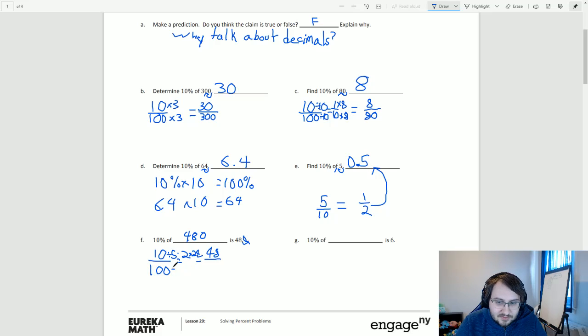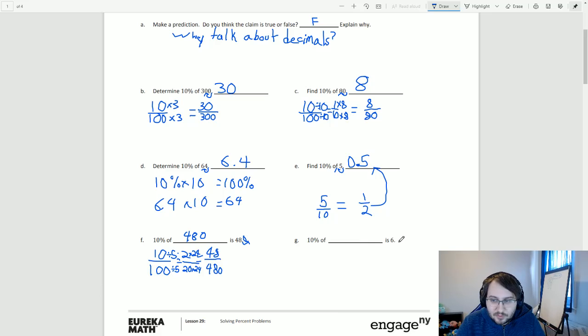Well, that means I have to do that to my bottom too. 100 divided by 5, well, that's going to give me my 20. And then if I do that 20 times 24 like I did to my top, I am going to get 480. Perfect. So it looks like it is moving the decimal place to the right when you're trying to find the whole. Okay. We might be onto something here.